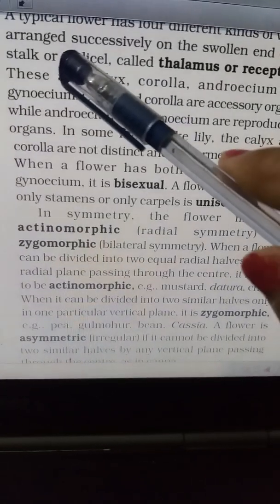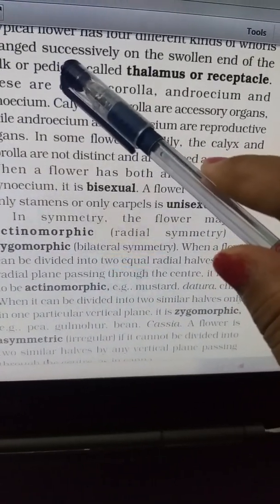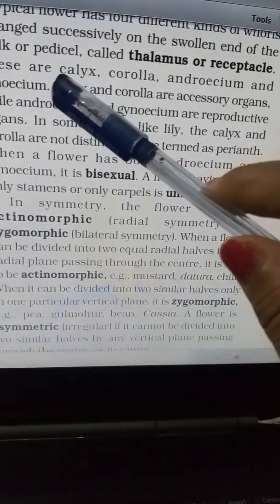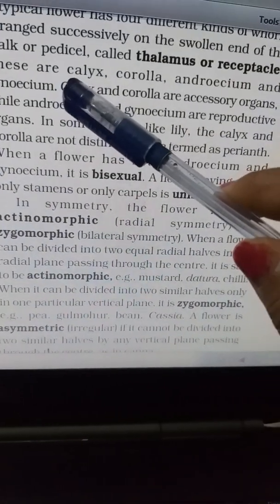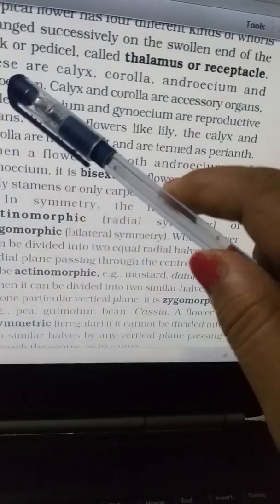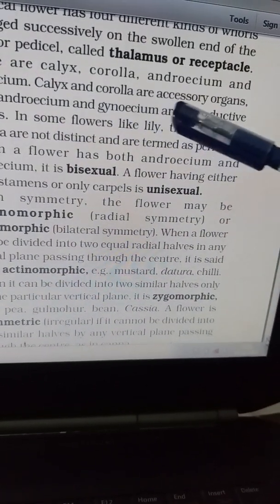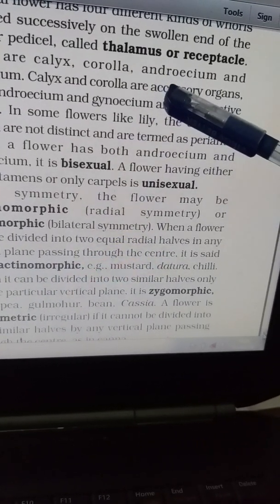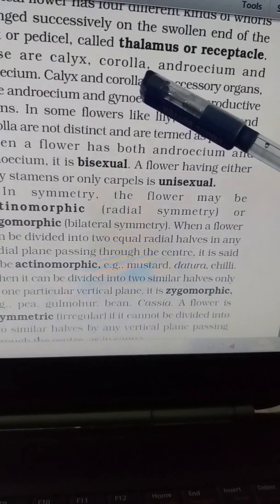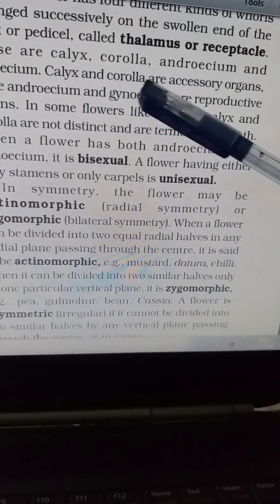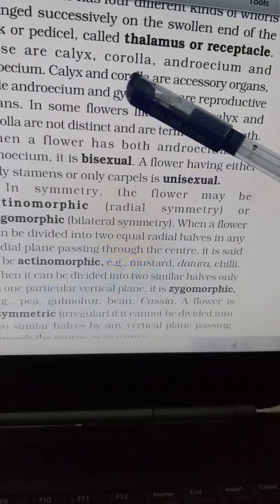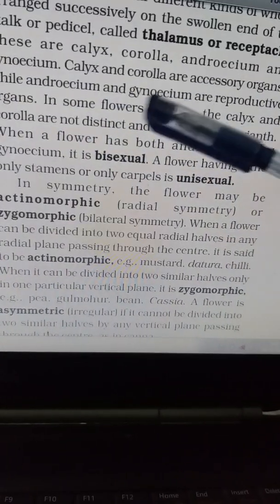Okay, now you see here again, the stalk of the flower is known as pedicel. The thalamus, or the base of the flower, is known as receptacle. Then you have whorls. Whorls means they are all arranged in a circular fashion. So they are the calyx, the corolla, the androecium and the gynoecium. The calyx and corolla together are known as the accessory organs. What is an accessory organ? They do participate in reproduction, but they are not actually involved in it. They are just part of it. And the androecium and the gynoecium are the reproductive organs.